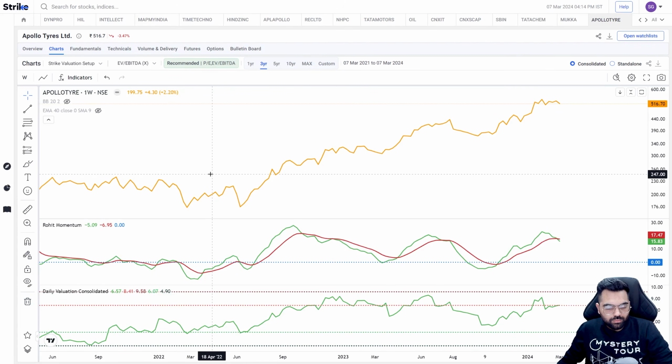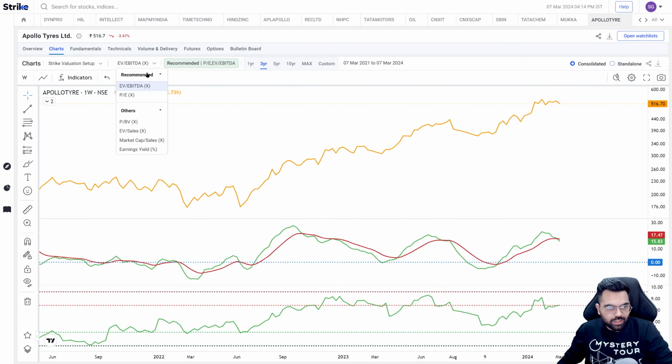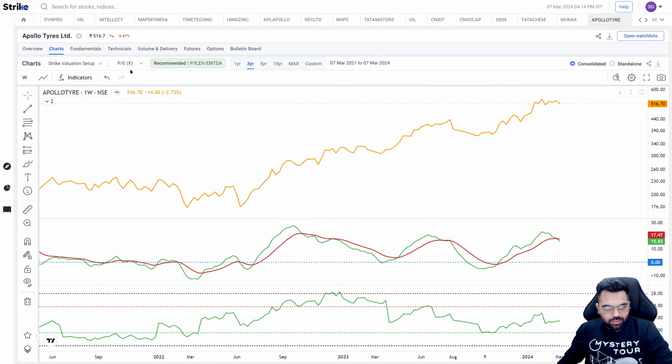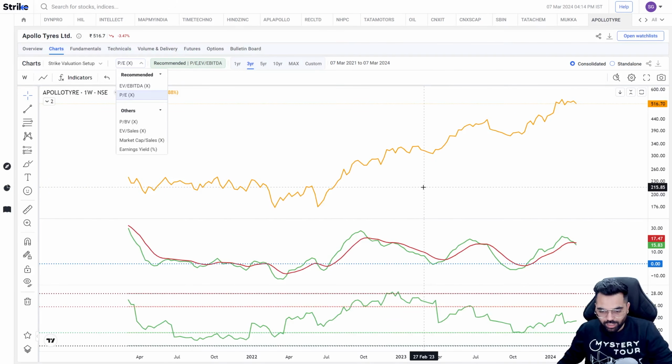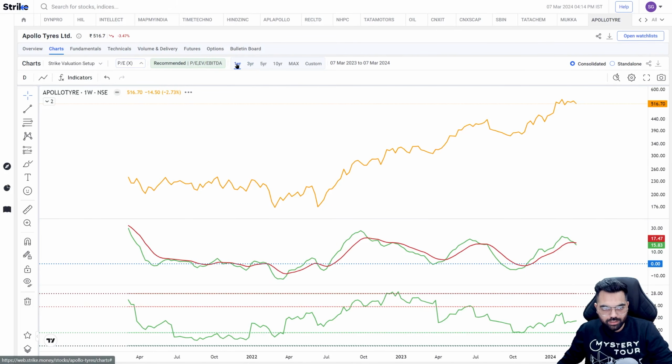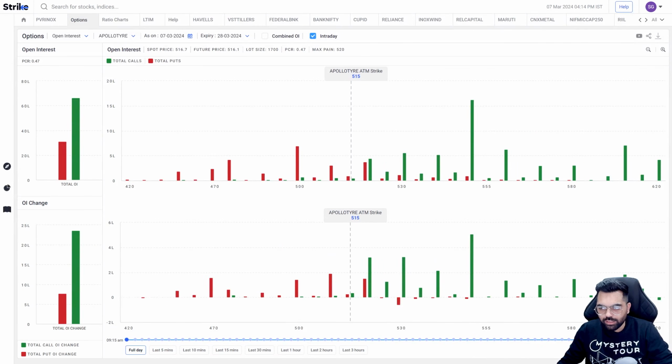Just to be clear, this is neither investment advice nor any trading idea. I'm simply trying to share my observation on a certain chart that I observed. If we look at PE, the same is not visible on the valuation front. Now we'll try to look at all the options data as well, one by one.